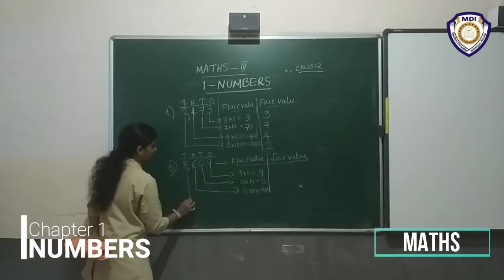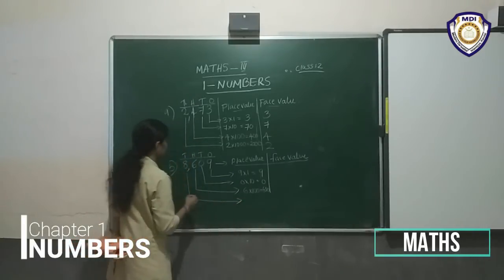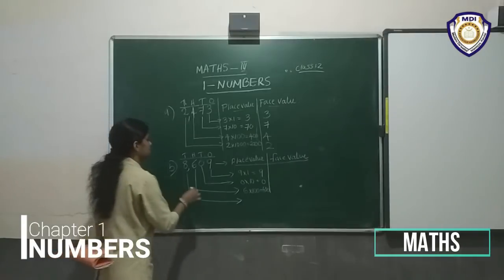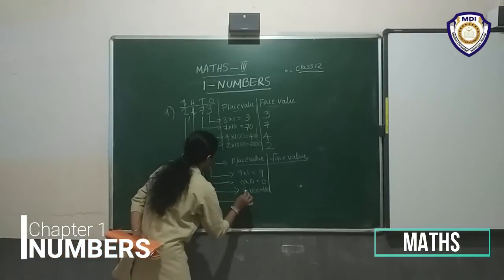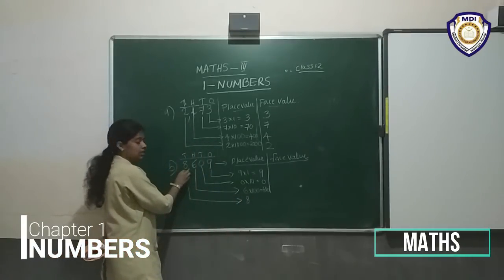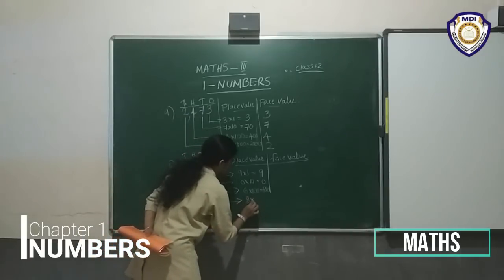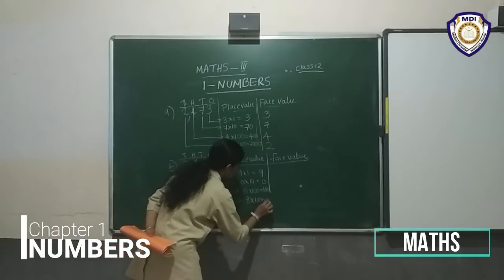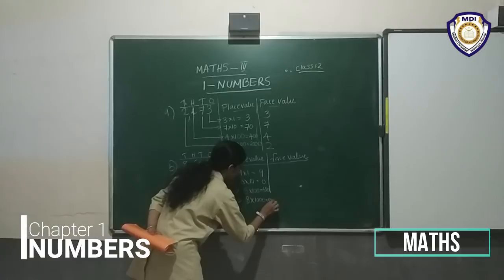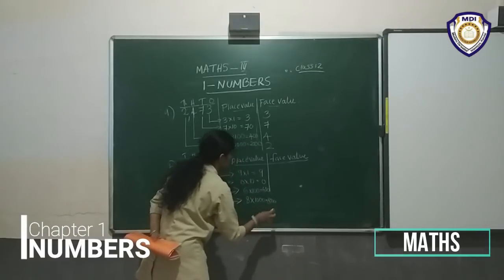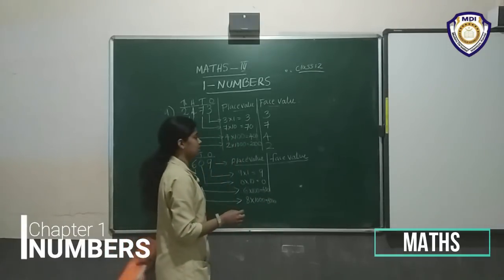Then 8 is in the thousands place. 8 into 1000, 8000.